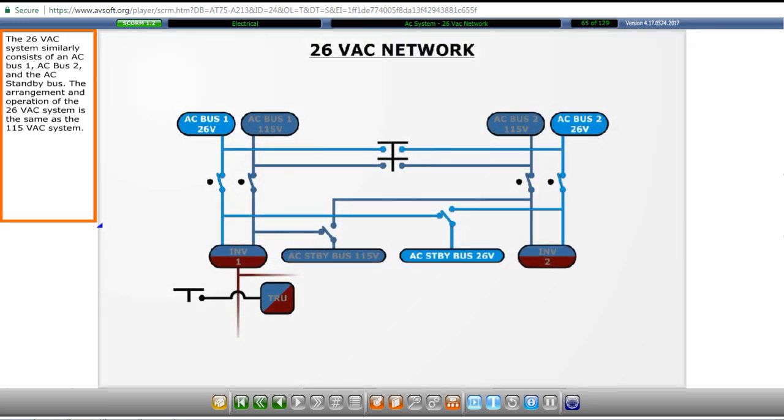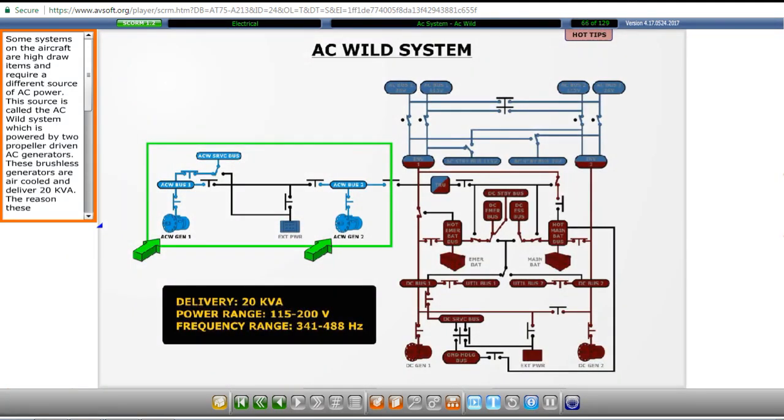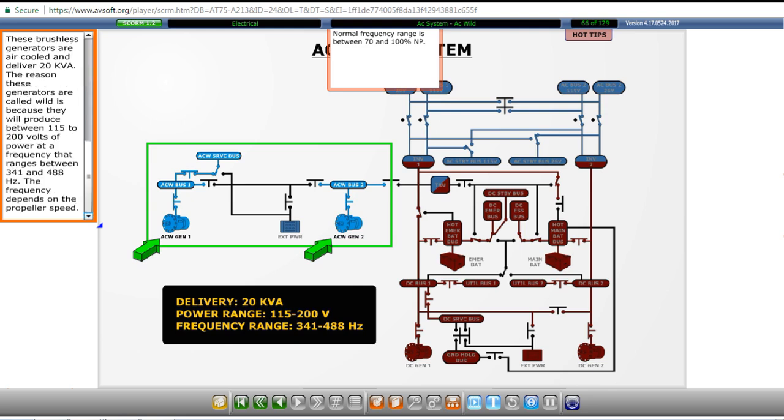The 26 volts AC system similarly consists of an AC Bus 1, AC Bus 2, and the AC standby bus. The arrangement and operation of the 26 volts AC system is the same as the 115 volts AC system. Some systems on the aircraft are high-draw items and require a different source of AC power. This source is called the AC wild system, which is powered by two propeller-driven AC generators. These brushless generators are air-cooled and deliver 20 kilovolt amps.